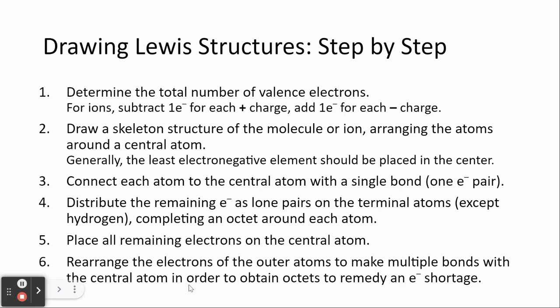Once we've added all of our electrons in, the next thing we would do is count how many electrons each of the atoms in the structure has. And we may need to rearrange the electrons on the outer atoms to make multiple bonds in order to get the central atom to have the octet, or 8 electrons, to make it stable.